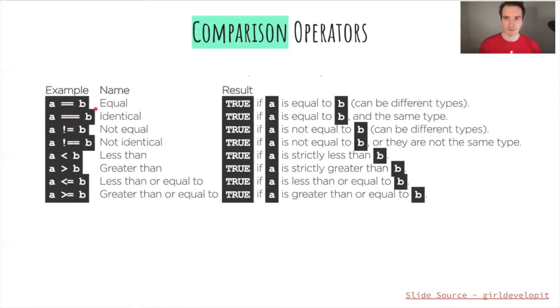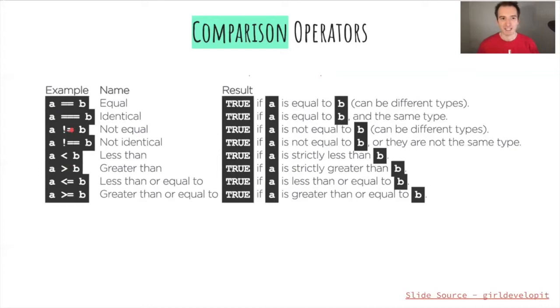Remember again from last lecture, we use one equal sign for assignment. So, let variable equals some value. If we use two equal signs, then that's asking for equality. So A, two equal signs, and B is saying, are these two values equal? And if they're equal, then that evaluates to true.